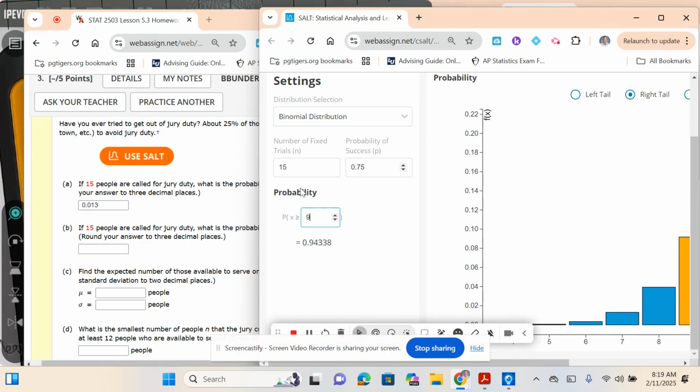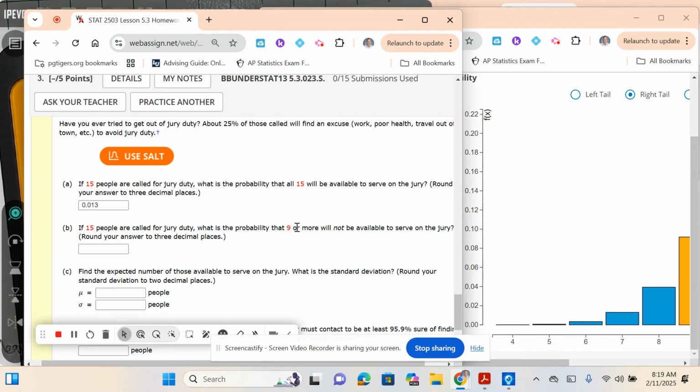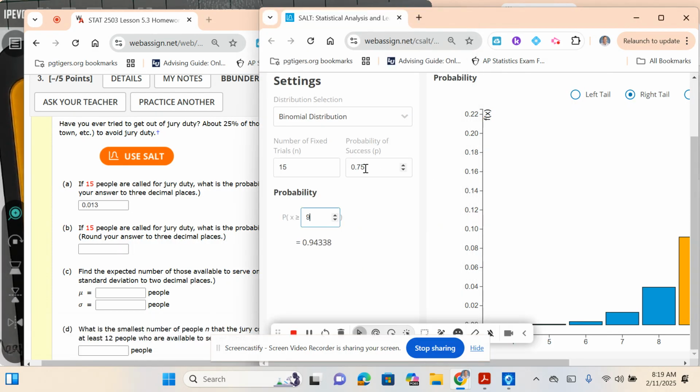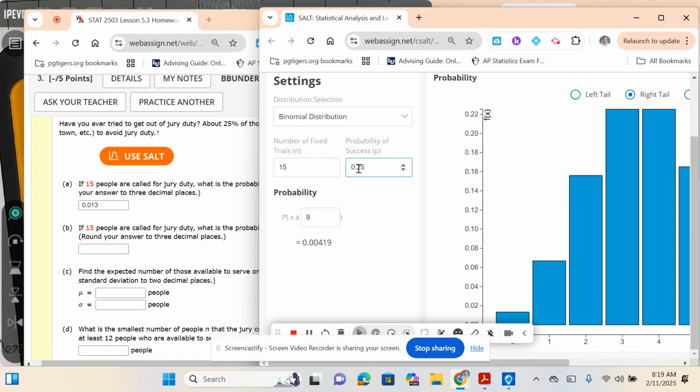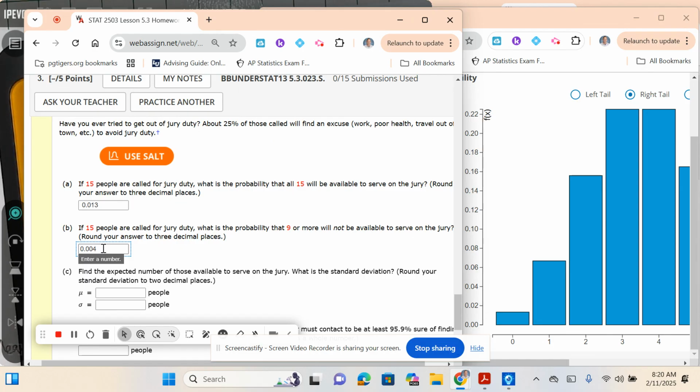Now, here's the trick. What's the probability that 9 or more will not be available? So what probability am I working with? Am I working with the available one, 0.75, or this 0.25? It's 0.25, because 0.25 is the probability that they're not going to be available. So I have to use that probability. You have to be careful there on how you approach this.